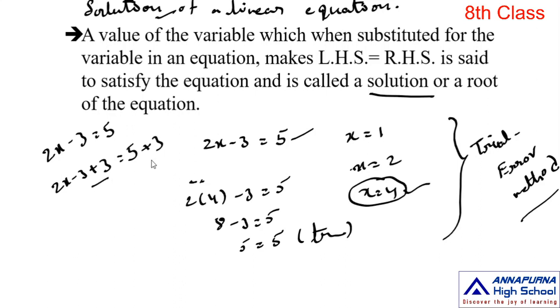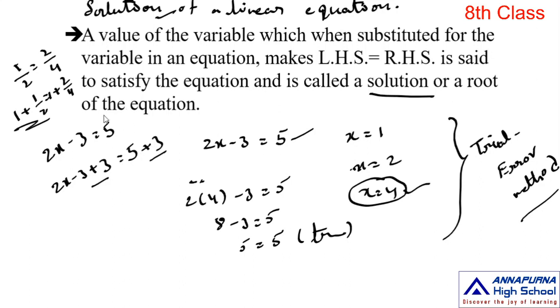I am adding the same quantity to both sides, so the equation's value doesn't change. This is the first rule for balancing the equation. Not only in this case, you can take, for example, 1 by 2 is equal to 2 by 4. Add 1 to both sides: 1 plus 1 by 2 is equal to 1 plus 2 by 4. Both are equal. If you add the same quantity to both sides, you get the same result. Here also we follow the same rule.